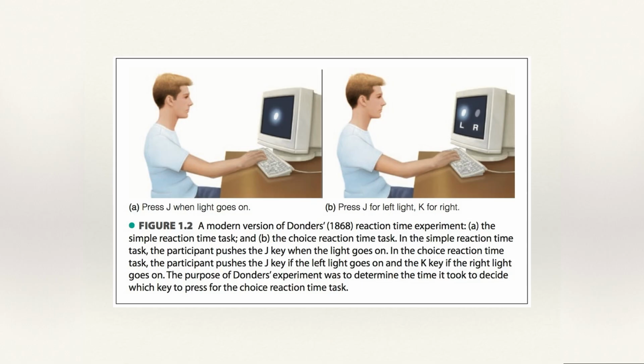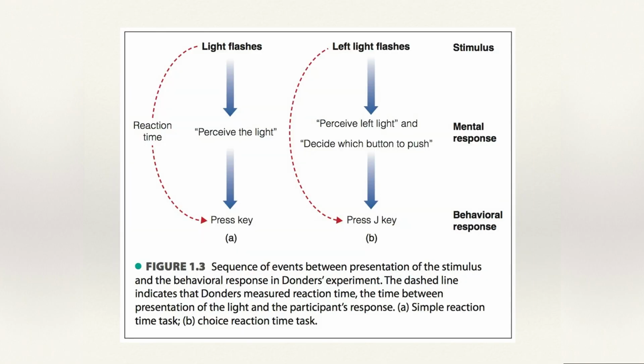So this is basically from Sternberg. This is just an example of what kind of task you are doing. So this is Donders' setup for creating reaction time experiments: simple reaction time task, choice reaction time task, and selective reaction time task. This is basically how this is working. So A is light flashes, press the key. B is perceive the left light, then decide which button to press, left key, right key, and so on.